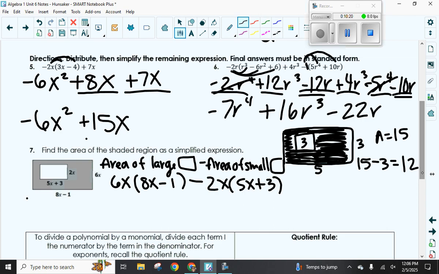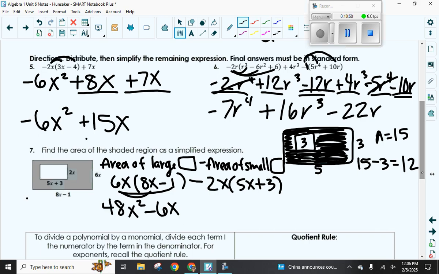And so the last thing you would do here is distribute and combine like terms. Okay, so distribute 6x times 8x is 48 what? X squared. 1 plus 1 is 2. Those are the exponents there. 6x times negative 1 is negative 6x. So technically this right here is the area of the large rectangle. Now we don't know what x is, but if we were told what x is, we could plug it in and find the area easily.